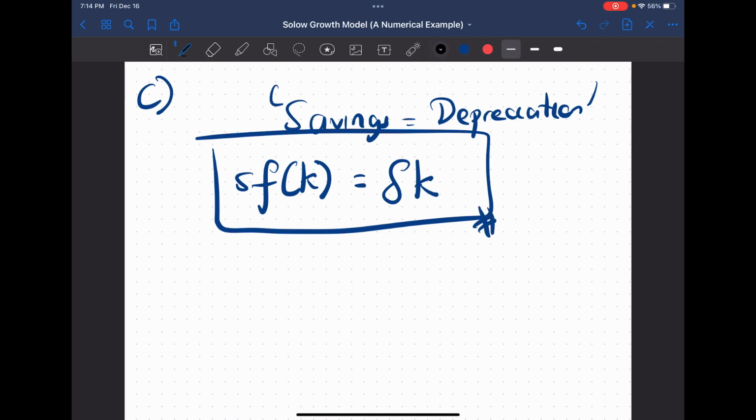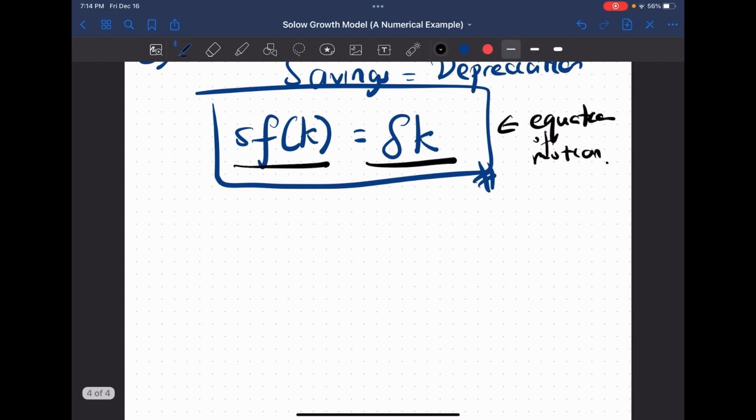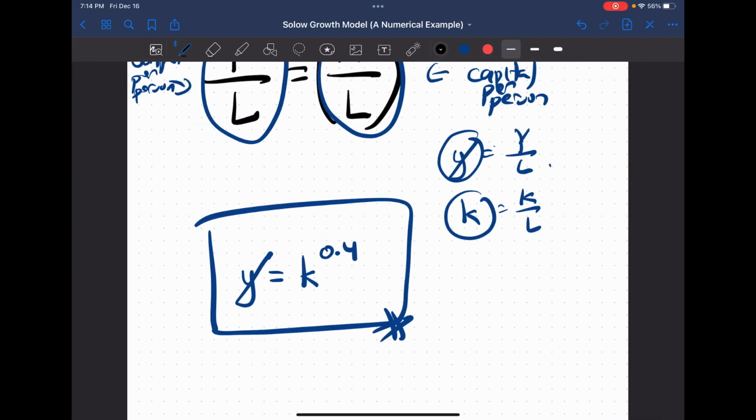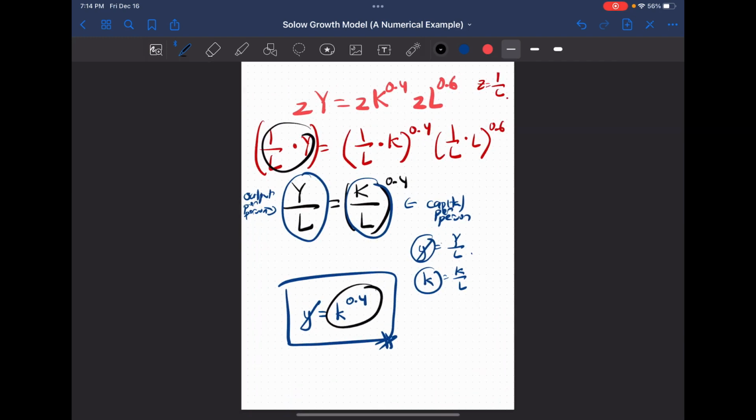It's what you call the equation of motion in the Solow growth model. So when savings equals depreciation, then capital per person stops growing, hence output per person stops growing. So make sure you're familiar with this before I explain. So now we know that our y here is k. So little y is basically this. It's the same thing, yeah?